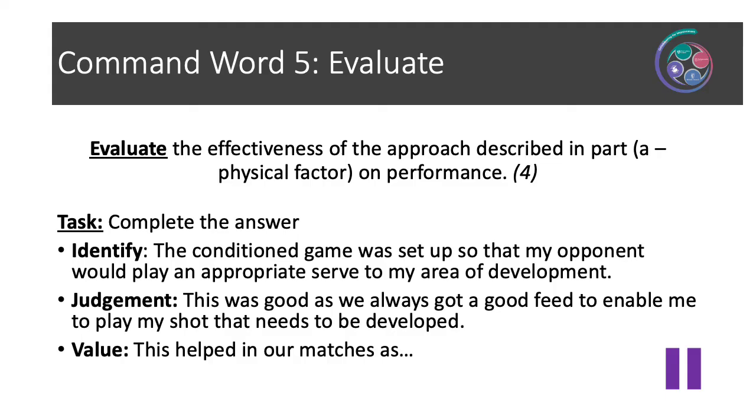So the condition game was set up so that my opponent would play an appropriate serve to my area of development. Imagine, for example, you're working on improving your overhead clear in badminton. The condition on the game may be that each point must start with a high serve. Is that good? Well, this was good as we always got a good feed to enable me to play my shot that needs to be developed. You could be even more specific and name the shot there. Right, what is the value of that? Why was that good? Why is that going to help the performance? I want you to pause the video and complete that answer.